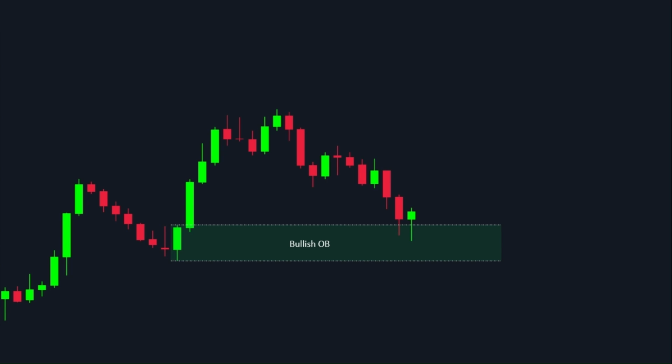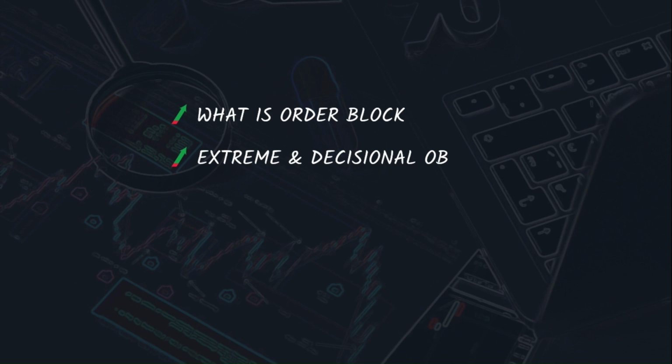An order block is a key zone on the chart, left behind by institutional traders, where smart money previously entered the market with significant volume. When price returns to this zone, it often reacts strongly, creating a high-probability trading opportunity because unfilled institutional orders are likely still present. In this video, we're going to break down everything you need to know about order blocks, the difference between extreme and decisional order blocks, how to identify high-probability order blocks, and how to apply them using real chart examples.